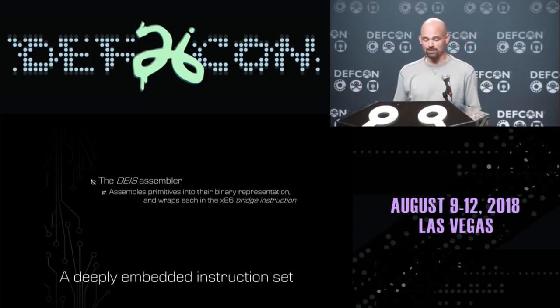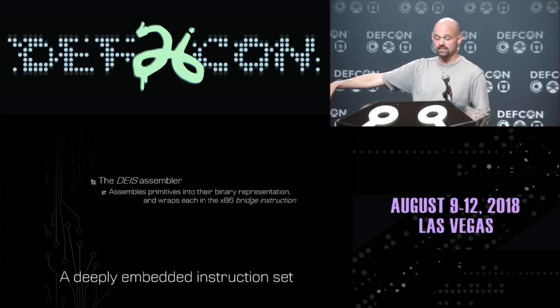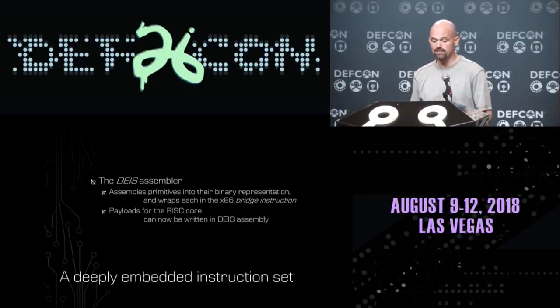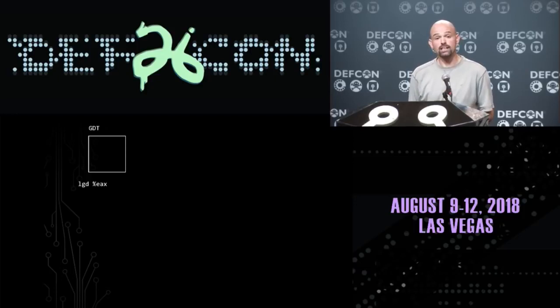So basically I wrote this dice assembler, a custom assembler just for this unknown instruction set that will assemble these different primitives into their raw binary representation and then wrap them in one of these X86 bridge instructions so that the dice instruction can be sent over to the deeply embedded core for execution. So now we're ready to revisit that payload idea that we had.